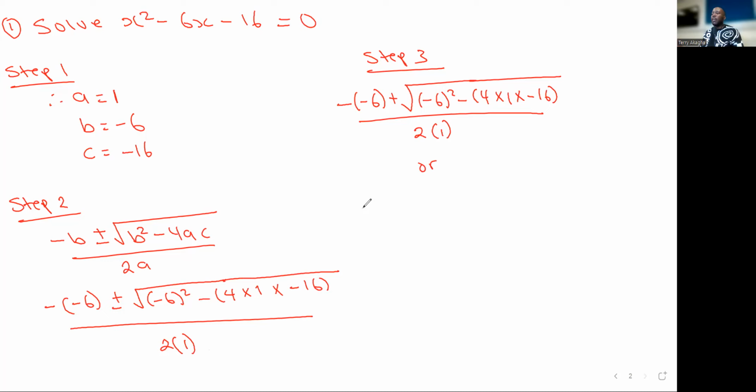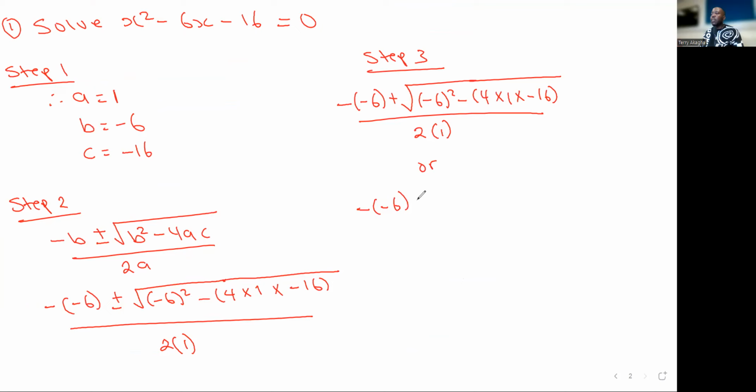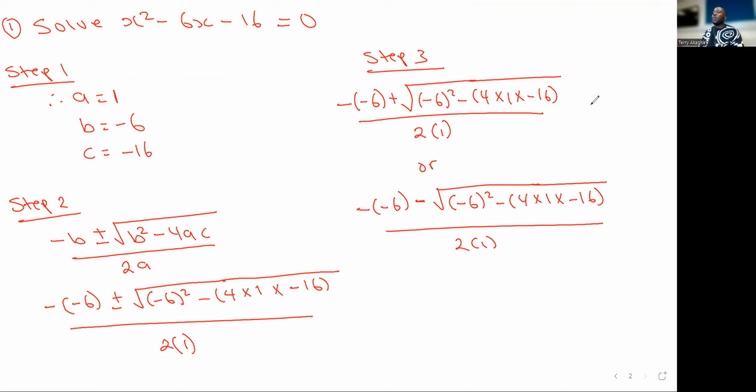So it's going to be -6. So instead of having plus, you're going to have what? Minus, because it was plus and minus. Okay. So that means the next thing, we're going to repeat the same thing, but this time we're going to put minus there. And you're going to give us -6 squared minus 4 times 1 times -16 divided by 2 times 1.